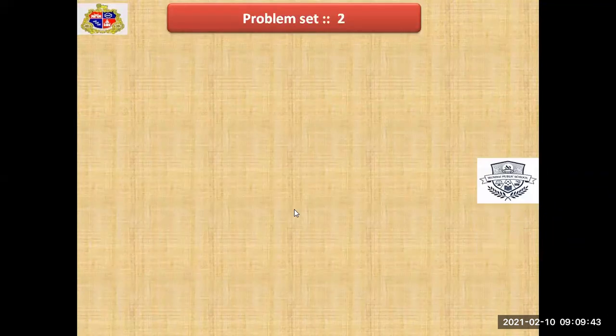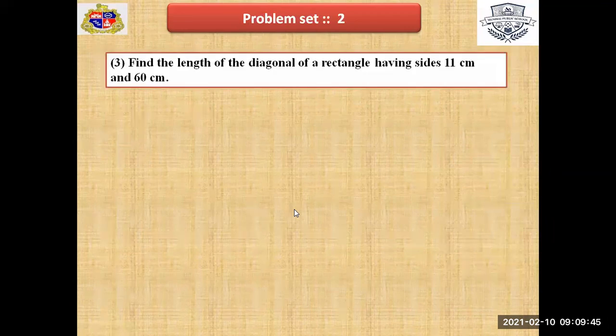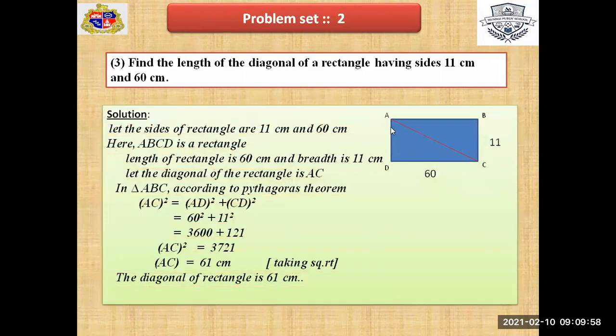Next question. Question number 3. Find the length of the diagonal of a rectangle having sides 11 centimeter and 60 centimeter. So previously, as I told you, diagonal means hypotenuse. So first we draw the rectangle having sides 11 and 60. So this one is the length of the rectangle, and this one is the breadth of the rectangle, and the diagonal represents the hypotenuse.